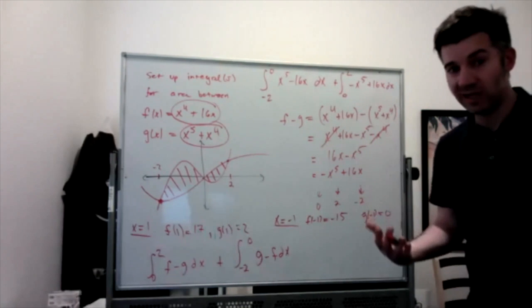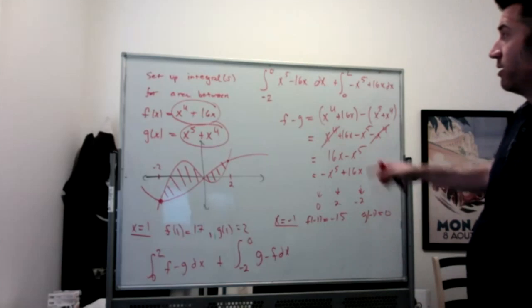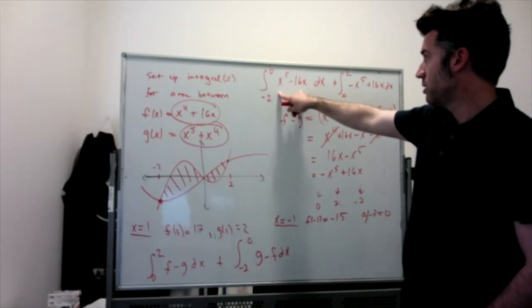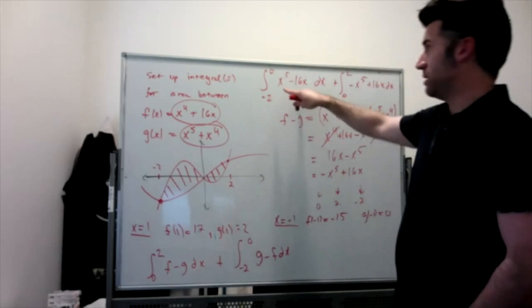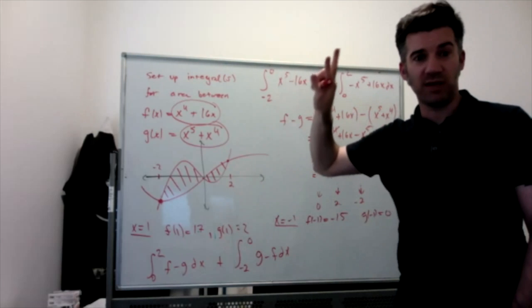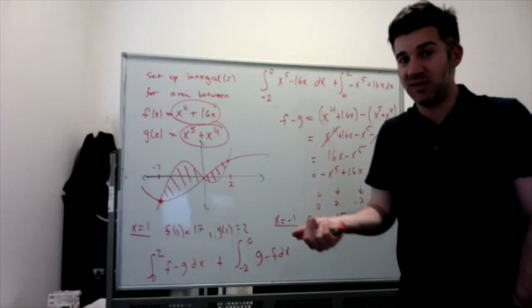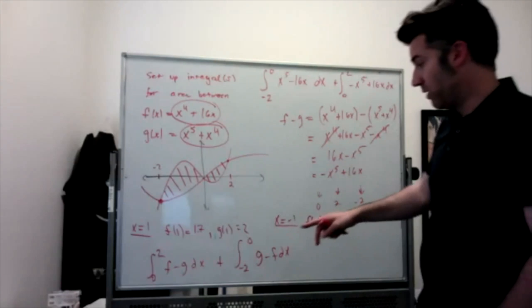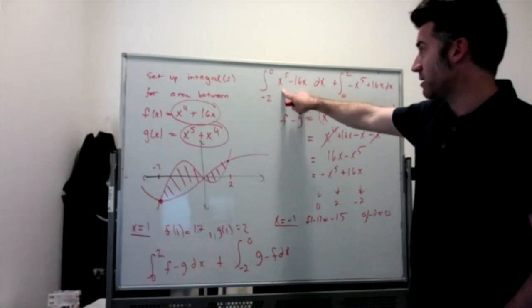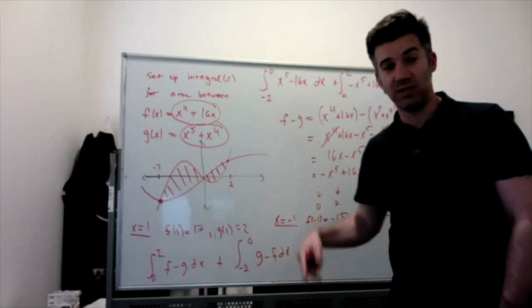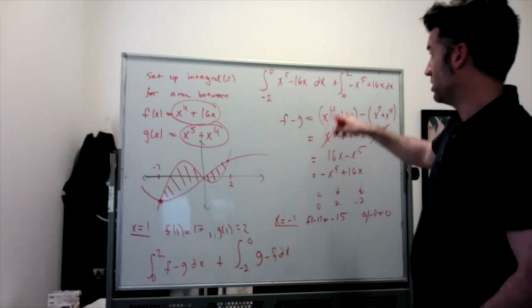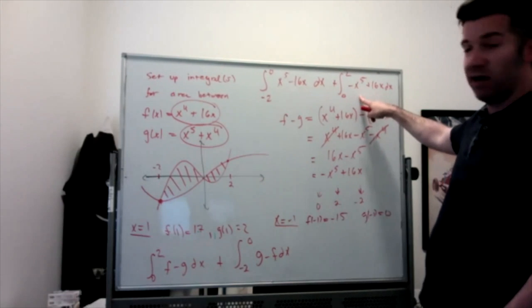But what I really did was I said, I know that this one, f minus g, is x to the 5th minus 16x. And when you subtract something in the opposite order, it just becomes the negative of what it was. So if f minus g is equal to that, then g minus f, which is the subtraction in the opposite order, is just the negative of that, which is that.